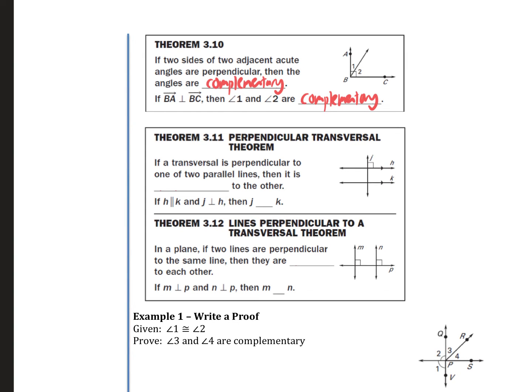Perpendicular transversal theorem. If the transversal is perpendicular to one of two parallel lines, then it is perpendicular to the other. So if you have two parallel lines, it's perpendicular here, it has to be perpendicular here as well. And then it's kind of like the converse, lines perpendicular to a transversal. If they're both perpendicular to the same line, then these are going to be parallel lines. They are parallel to each other.